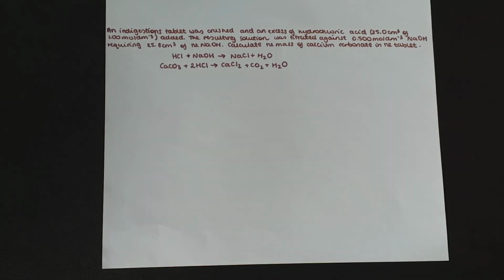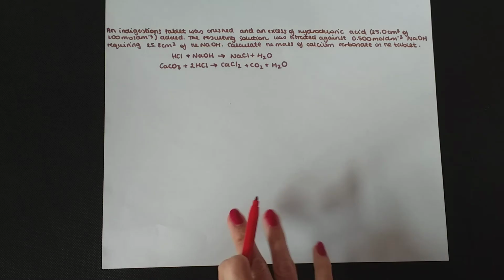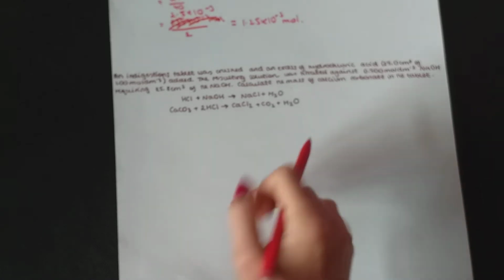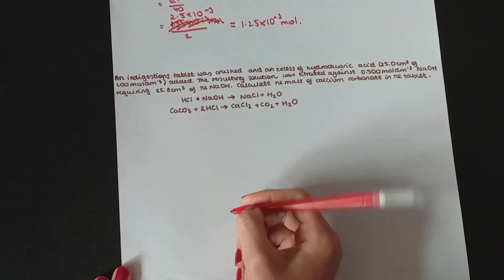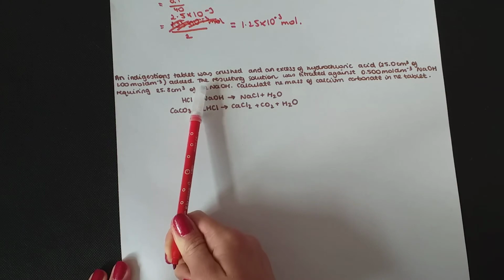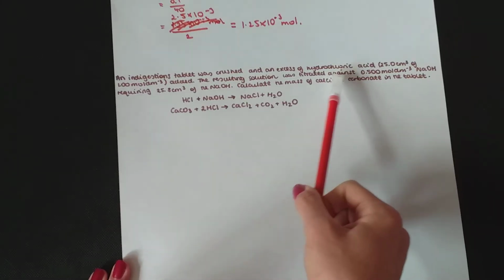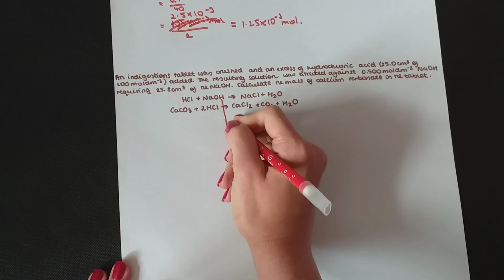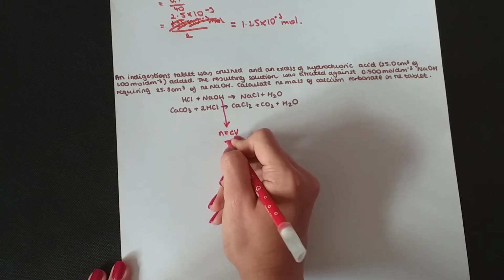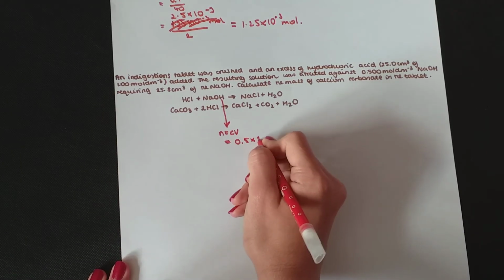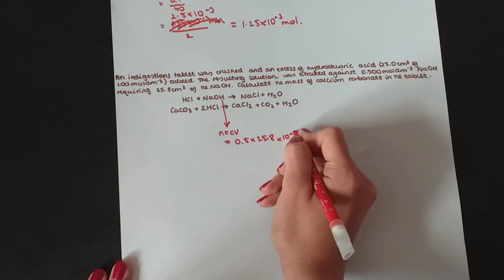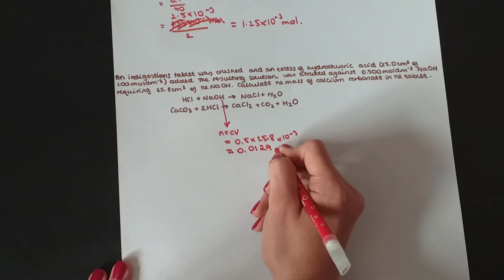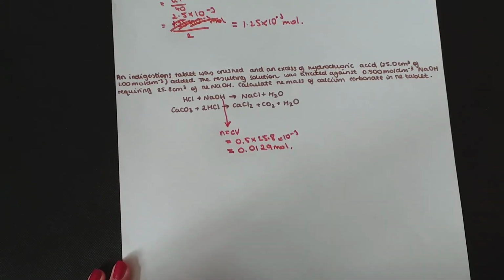Here are the two equations we have. So first of all, what we know. So let's focus on our first equation. So we know that resultant solution was titrated against this concentration and this volume of sodium hydroxide. So let's do N equals CV. 25.8 times 10 to the minus 3. Remember, it's the decimeters. And this gives us 0.0129 moles.